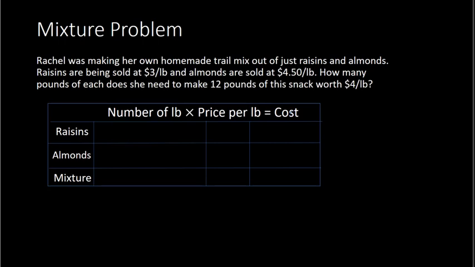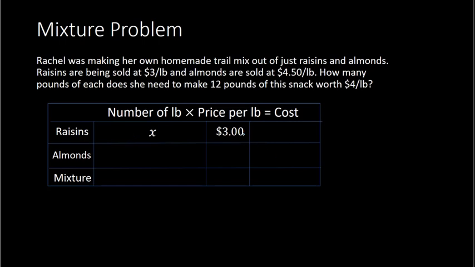And then this last column is going to be the cost. If you multiply the number of pounds by the price per pound, that will give you the cost, which is this total column. And then from here you want to fill in the table. Raisins, we will call that X. We don't know the number of pounds of raisins, and that's what we're trying to find. How many pounds of each does she need to make? So raisins can be our X value, and the price per pound of raisins is $3 per pound.